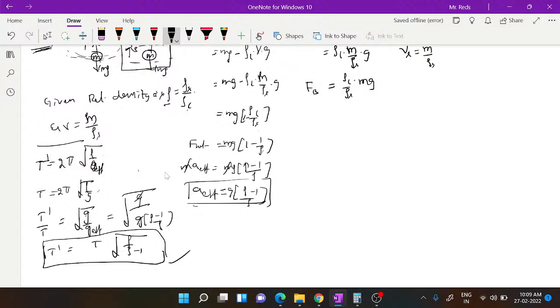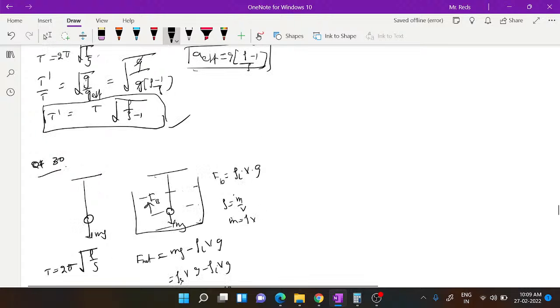T in the liquid by T in air is equal to the square root of g in air by g in liquid, so it is g by g into (rho minus 1 by rho). On simplifying further, you get T dash equal to T into square root of rho by rho minus 1. So for question 29, the option T into square root of rho by rho minus 1, option 4, is the right one.